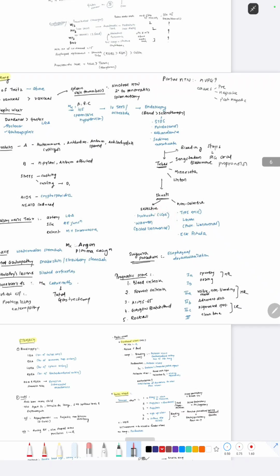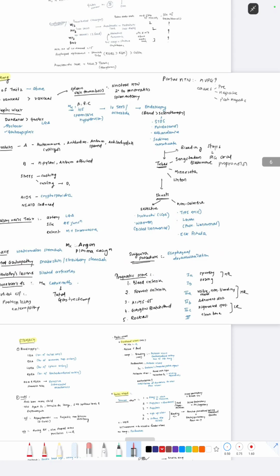Now the non-selective shunt, the most common that we perform is the TIPS, that is transjugular intrahepatic portosystemic shunt, that increases the chances of hepatic encephalopathy. Then the Linton shunt is the proximal splenorenal or Eck fistula. Then there is the Sugiura procedure that is not done nowadays, it is obsolete, wherein the whole esophageal devascularization is done.